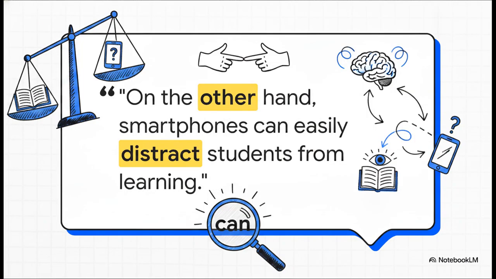Take a look at how this sentence brings it all together brilliantly. On the other hand, smartphones can easily distract students from learning. Notice that contrastive conjunction right at the start, on the other hand. It just smoothly shifts the weight of the argument. And then look at the modal verb can. It doesn't claim smartphones will absolutely destroy all learning, it just says they can distract students. It's measured, it's highly objective, and it is perfectly balanced.